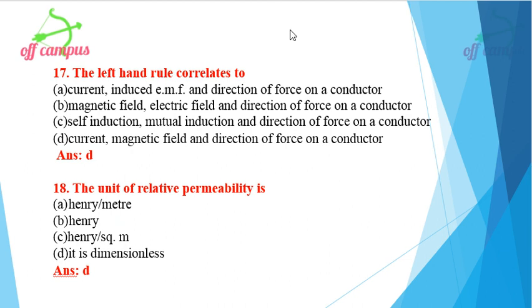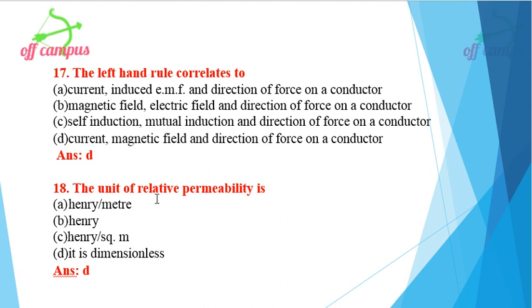See, the rest of the options: current, induced EMF, direction, not on induced EMF, so this is wrong. Then magnetic field and electric field and direction of force: no, electric field is wrong. Then self induction, mutual induction and direction of force, it is also wrong. The left hand rule correlates to current, magnetic field and direction of force on a conductor. Option D is the right option.